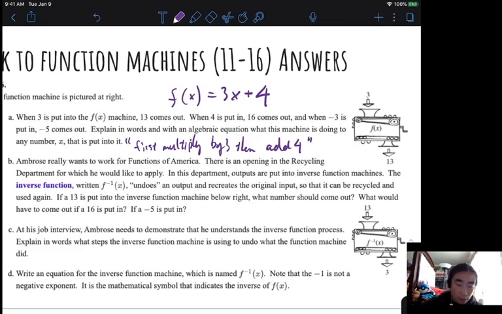So then here, the new stuff. This guy, Ambrose, really wants to work for this company that produces functions. There's an opening in the recycling department which he would like to apply for. Here's the new math idea. In this department, outputs are put into inverse function machines. The inverse function, written f with a little -1 exponent of x, undoes an output to recreate its original input. So this is the new stuff. Whatever is inputted this way and originally was outputted, think about this as going in reverse. This arrow now goes the other way.